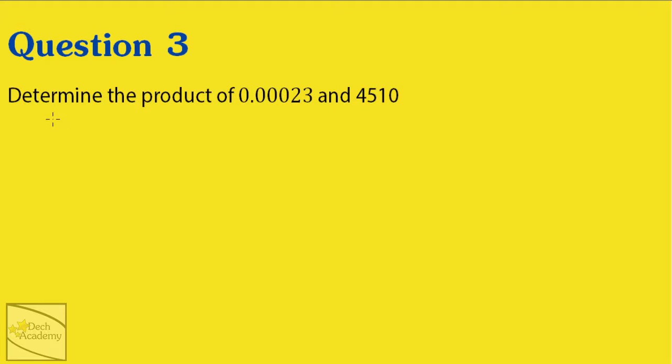In this question, we're required to determine the product of 0.00023 and 4,510. What does the product of two numbers mean? It just simply means the result of a multiplication.